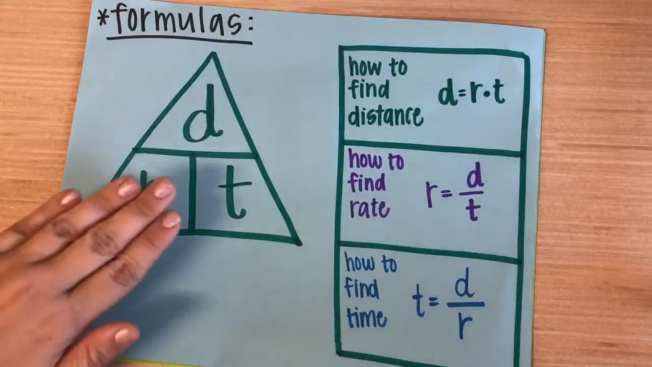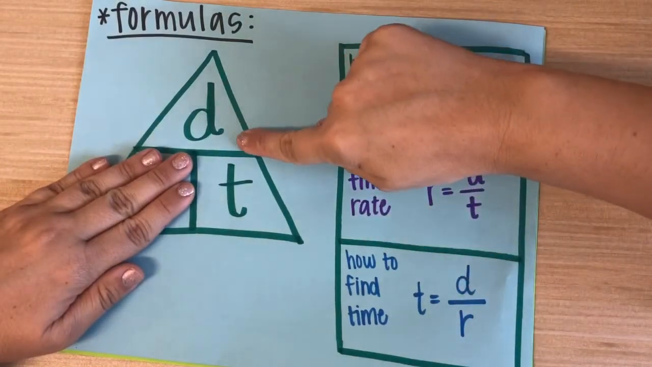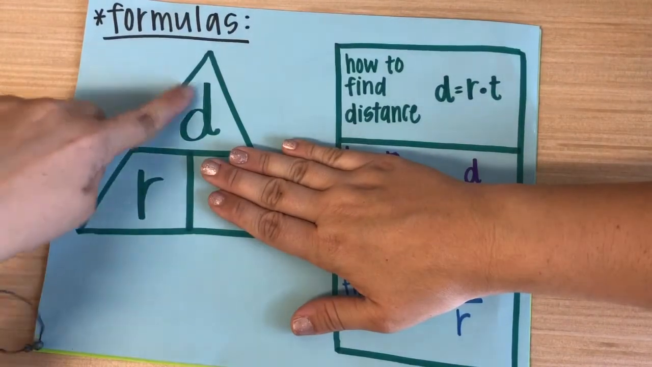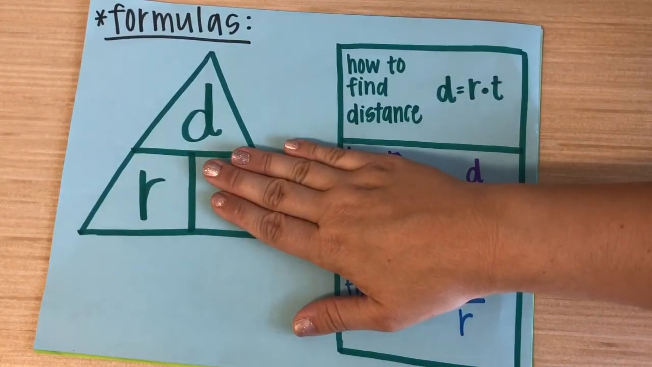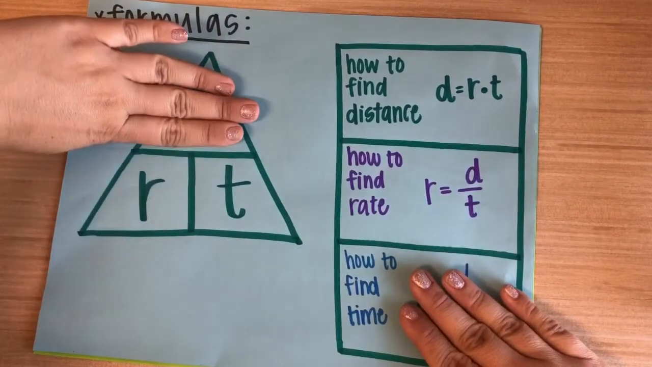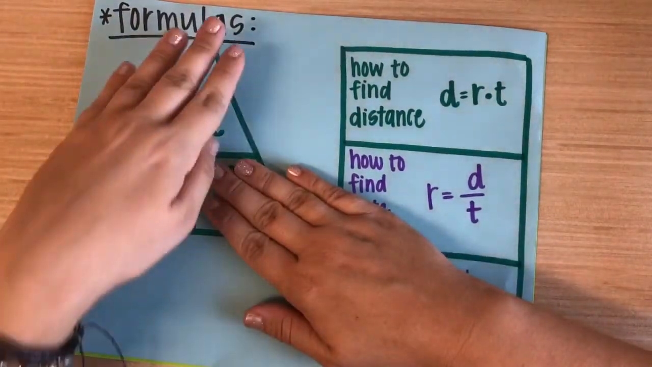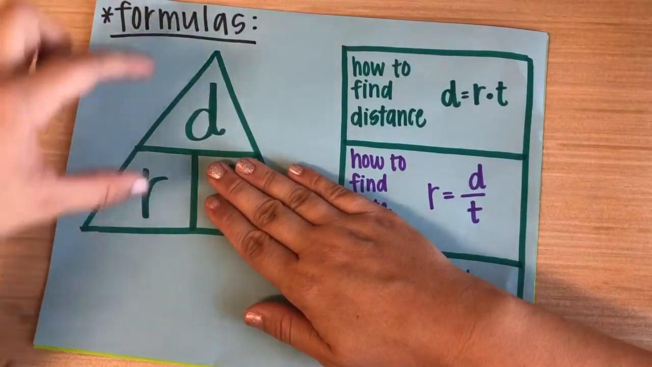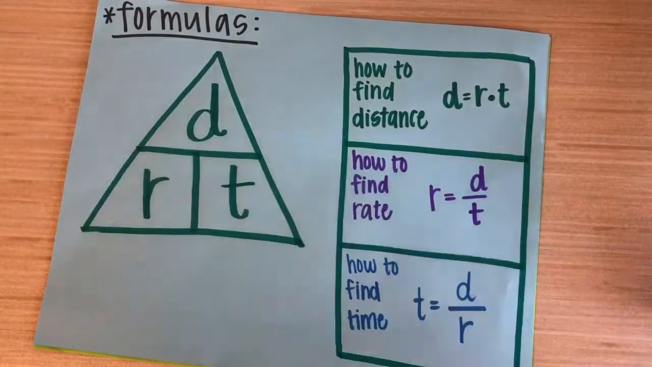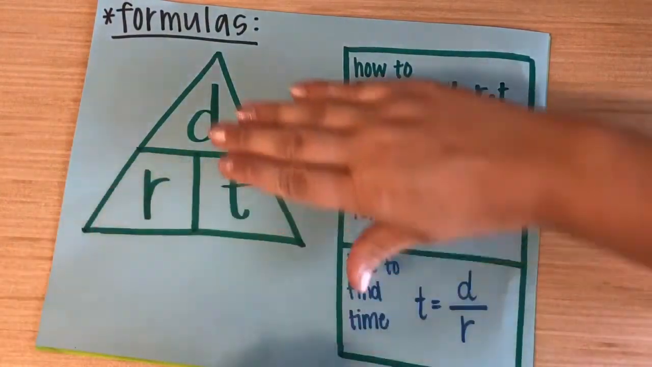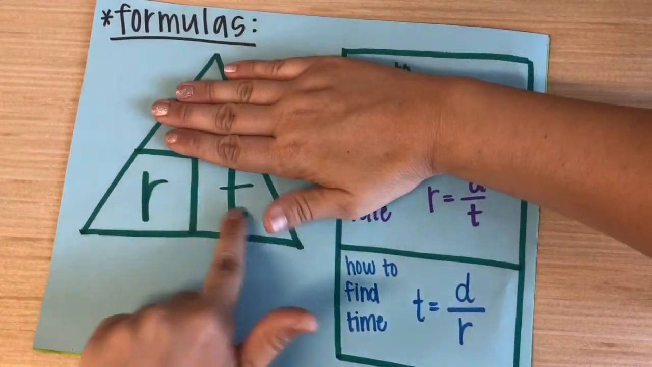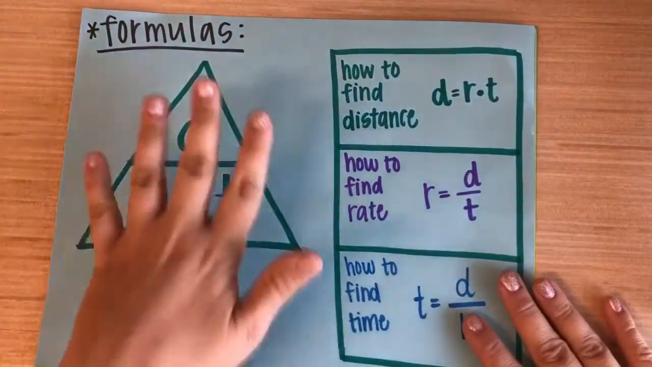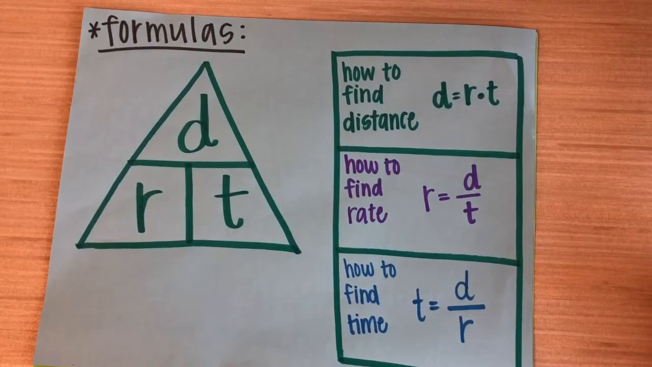If I want to find rate, I could cover rate and it's distance over time. If I want to find time, I could cover that up and I know it's distance divided by rate. So if you just cover up whichever one you're looking for, you can see the formula that you need to do. If I were to write this, it would look like D over R, meaning distance divided by rate, or distance divided by time. When I cover up distance, these two are equal because I'm multiplying the two. I'm not dividing anything.